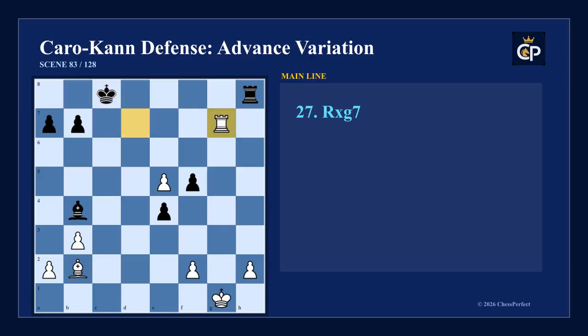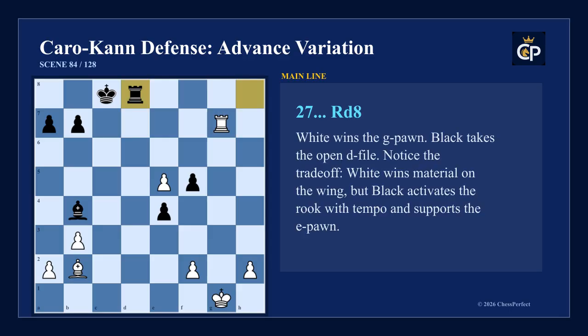Rook takes g7. Rook d8. White wins the g-pawn. Black takes the open d-file. Notice the trade-off. White wins material on the wing, but Black activates the rook with tempo and supports the e-pawn.